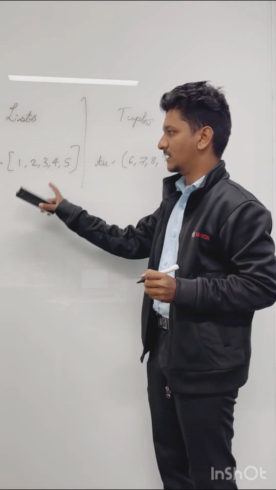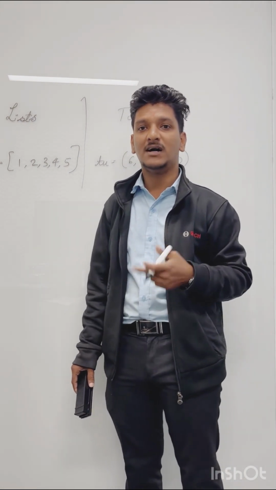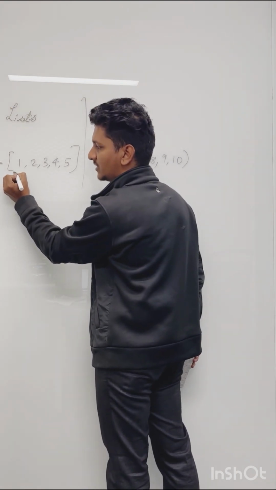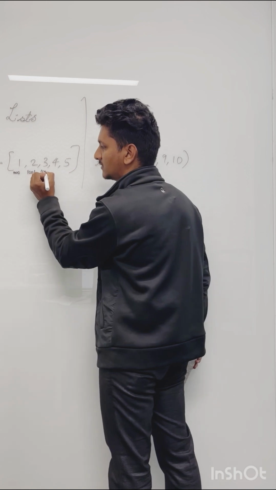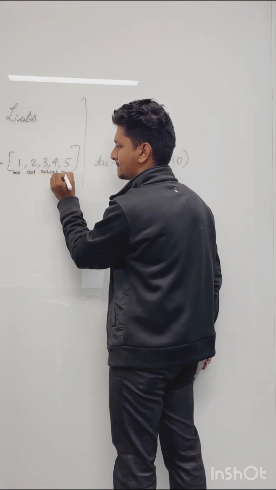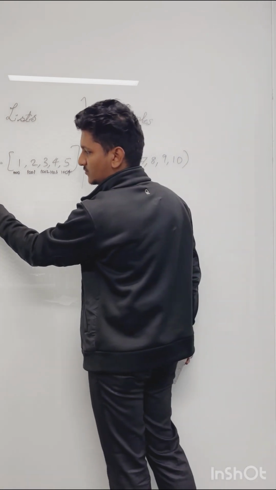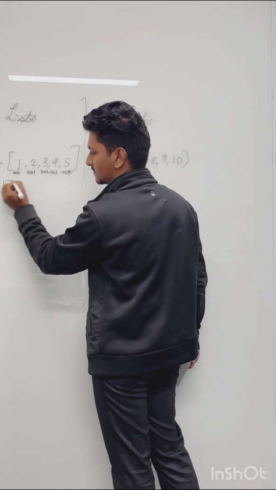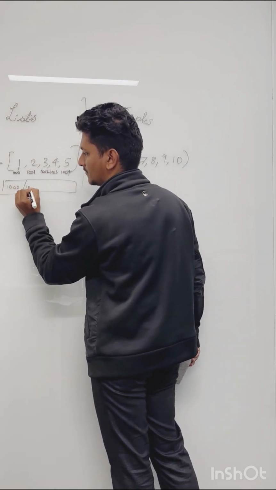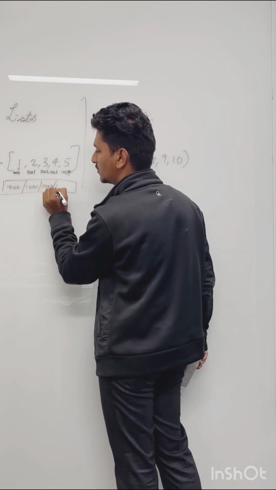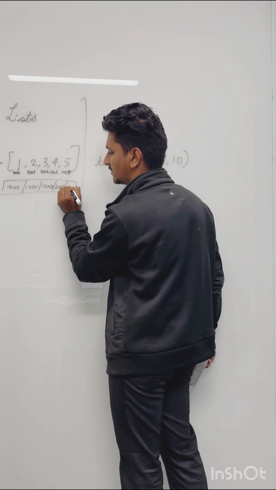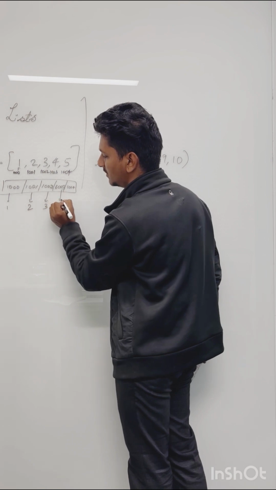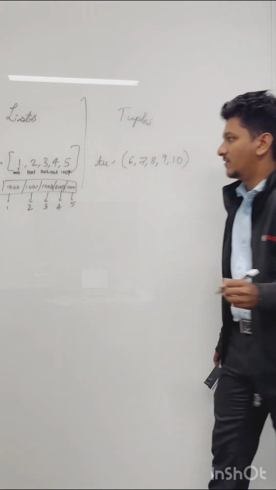Whenever a list is created, generally list stores the address of the elements of the list. For example, this is a list. Assume the address of 1 is 1000, 2 is 1001, 1002, 1003, 1004. So list stores the address of the elements of list: 1000, 1001, 1002, 1003, 1004, and 1000 will be pointing to 1, this will be pointing to 2, this will be pointing to 3, 4, 5.